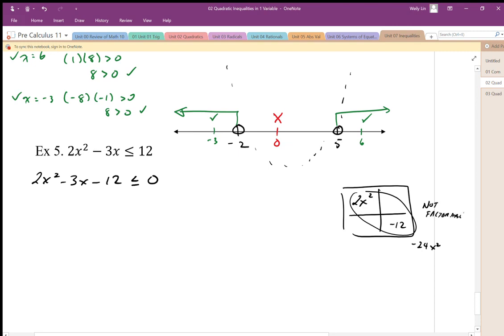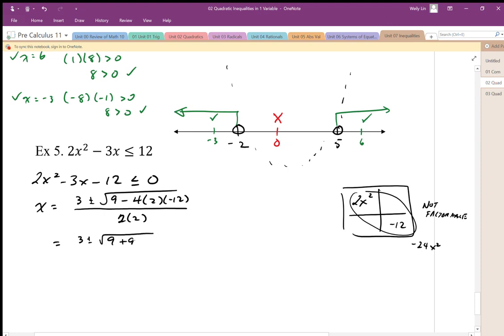So we have to use the quadratic formula here. We're going to end up with x equals 3 plus or minus the square root of 9 minus 4 times 2 times negative 12, all over 2 times 2. So 3 plus or minus, in this case, it is going to be 96, it looks like. The square root of 9 plus 96, all over 4. So we end up with 3 plus or minus the square root of 105.